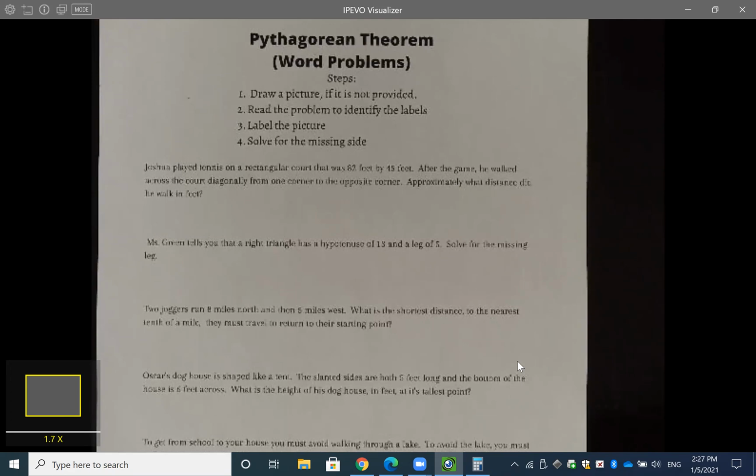Right, eighth grade math. Today we are doing Pythagorean theorem and we are working on word problems. So we're going to first go through the steps and then I will do these examples for you. Step one is to draw a picture if it is not provided. Step two is to read the problem to identify the labels. Step three is to label the picture. And then we're going to solve for the missing side just as we have done in prior days.